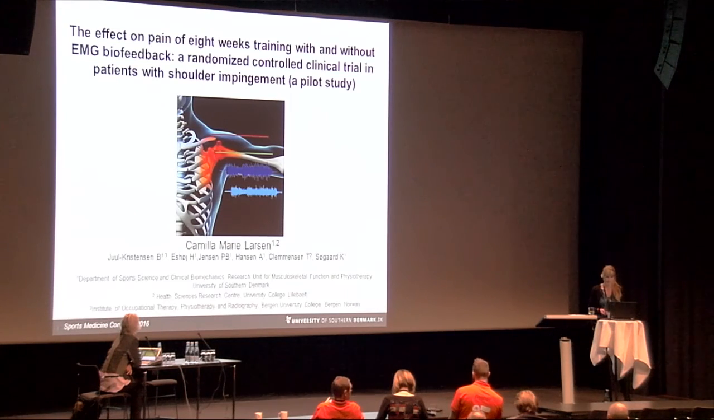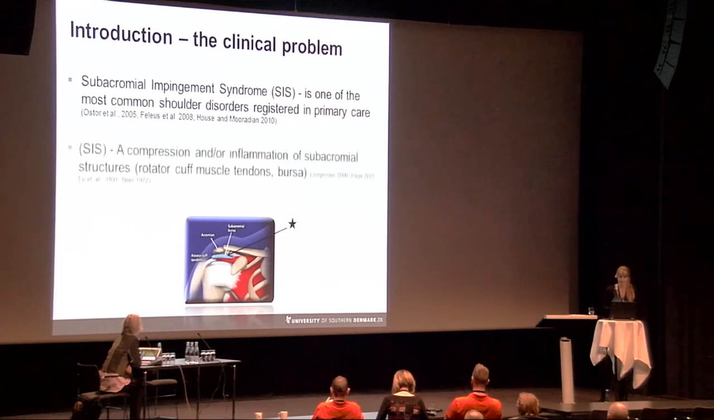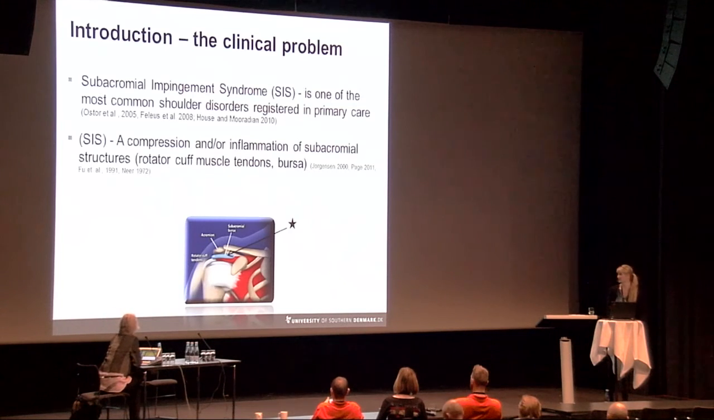The background for this study is, as you have heard several times during these last days, that supracromial impingement syndrome, comprising both shoulder pain and disability, is one of the most common shoulder disorders registered in primary care. It may be due to a compression and/or inflammation of supracromial structures such as rotator cuff muscle tendons and the supracromial bursa underneath the acromion and the coracoacromial ligament, potentially caused by an inappropriate scapulohumeral movement and thereby causing a narrowing of the supracromial space. However, as we have just heard, there is a lot of discussion in this area also.